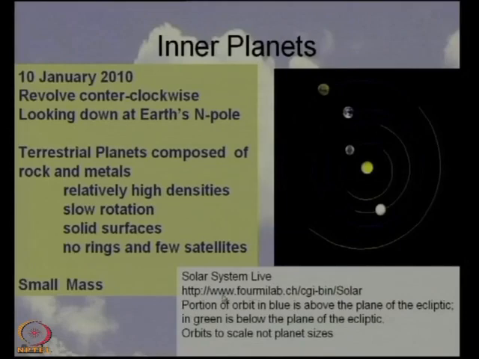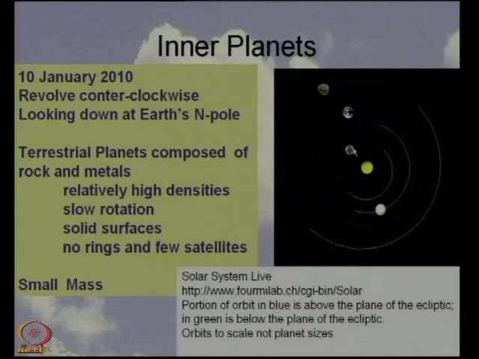And you can just visit this solar system live website, whose address is given here. This figure was made using Solar System Live. It is web-based software where you can give the time at any moment and it will show you the position of the planets at that time. Okay, so let us look at this figure.